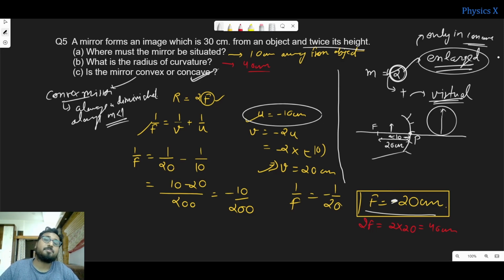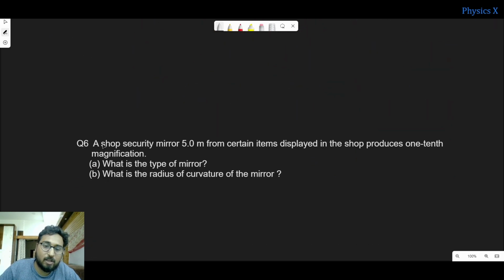So this is your solution to this problem. This was a really good problem to build concepts. Let us move to the next question.